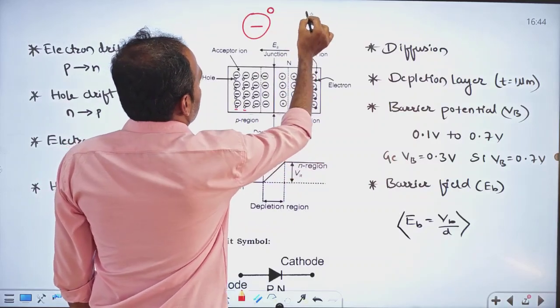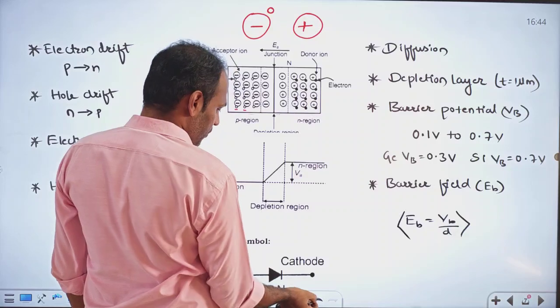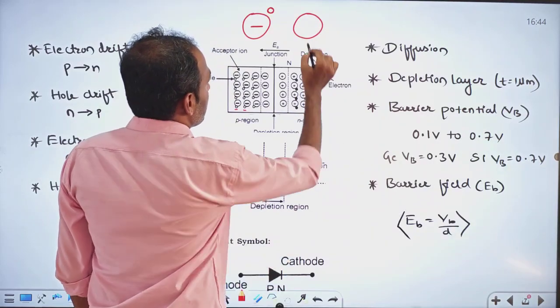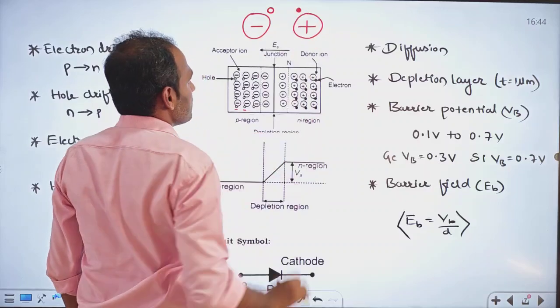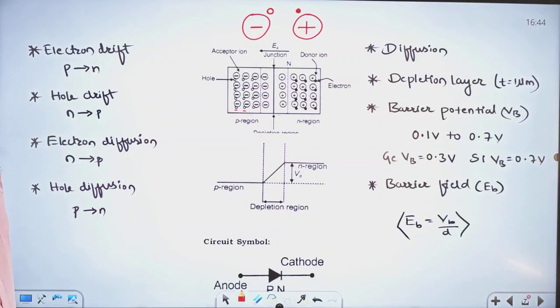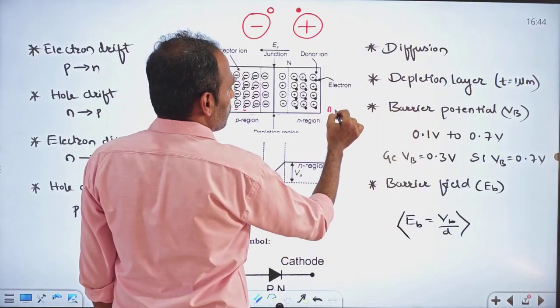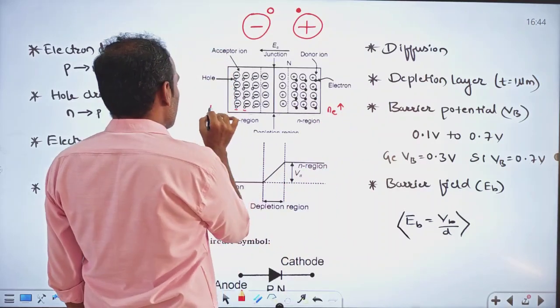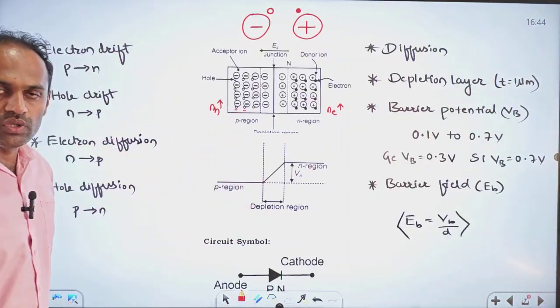N region ಒಳಗೆ ನಮಗೆ positive ions ಇರ್ತಾವ್ರಿ. In N region we have positive ions and there are free electrons on that. Correct? So what happens, since in N region the number of electrons is more and in P region the number of holes is more, there is a concentration difference in both the regions.